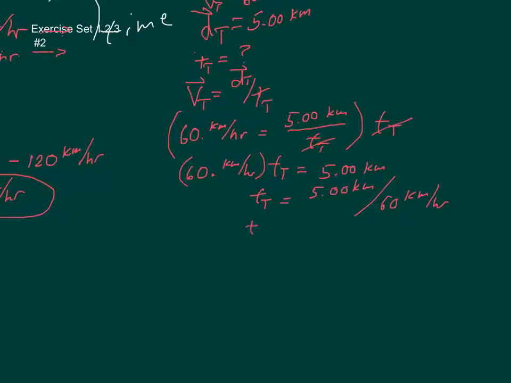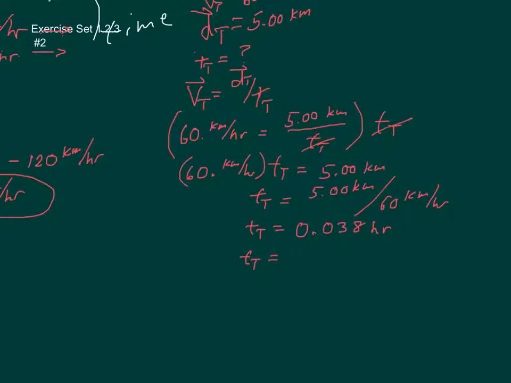Okay, T total is 5 divided by 60, 0.083 hours. So it'll take 0.083 hours. And if you want to change that to minutes, you can multiply that by 60 minutes in an hour. So we could convert this to minutes, and it makes a little more sense.